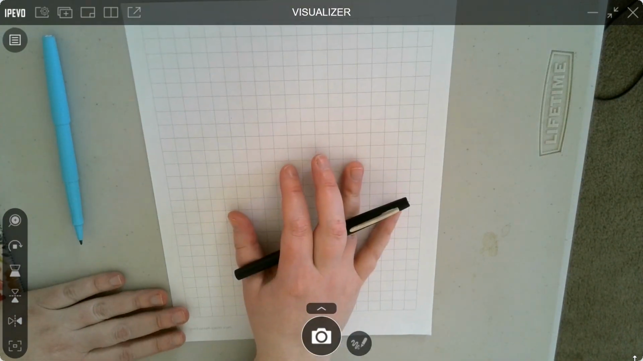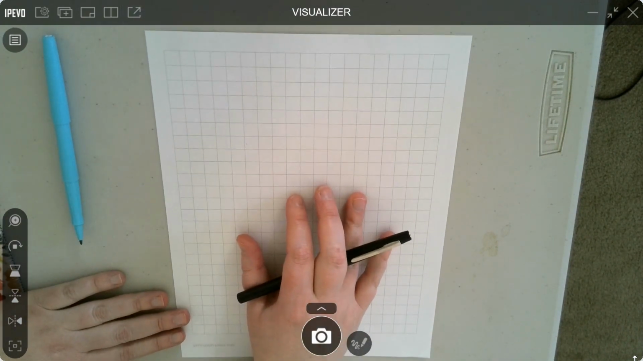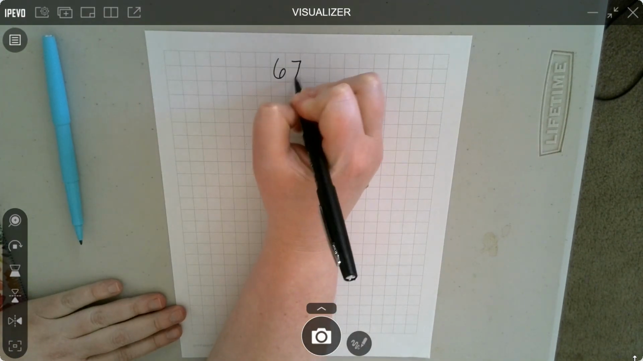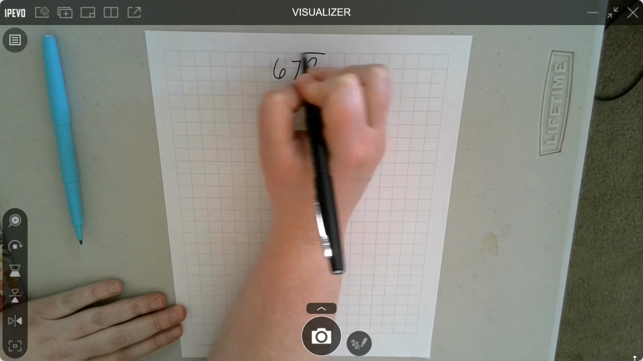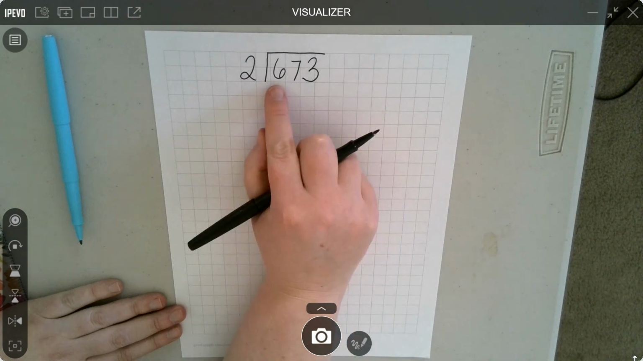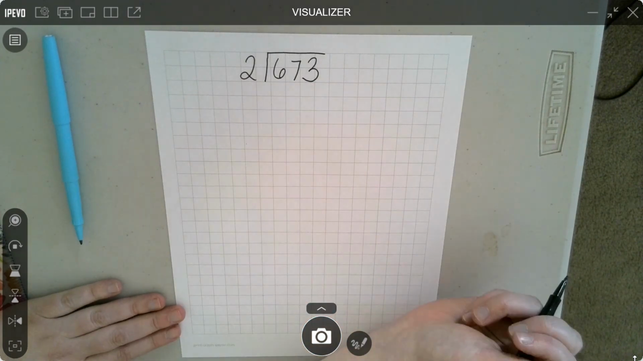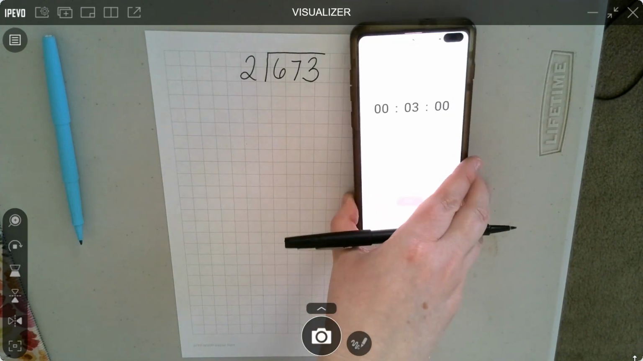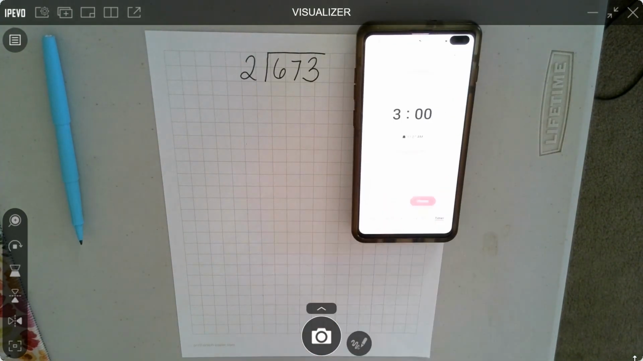And I'm going to give you some time to solve this one on your own. 673 divided by 2. Go ahead and try solving that on your own. I'm going to set my alarm for about 3 minutes, and then I want you guys to solve it on your own, and then we'll look at it together. All right, you may begin.